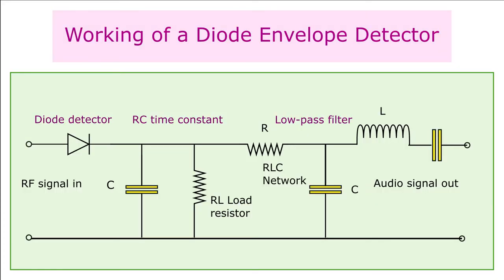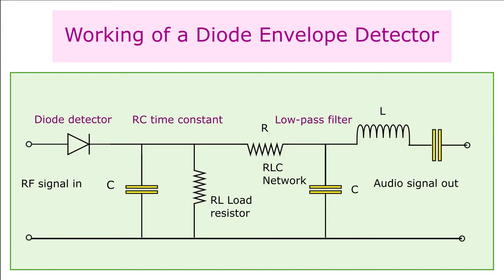Working of a diode envelope detector. The diode envelope detector consists of a detector diode, wave shaping components and a low pass filter. The diode is operated in the linear region of its characteristic curve. The capacitor C and resistor RL form the wave shaping components or timing components that select the time constant. The RLC network that follows it provides the low pass filter. The signal from the output of the low pass filter is amplified using an audio amplifier that drives a loudspeaker.